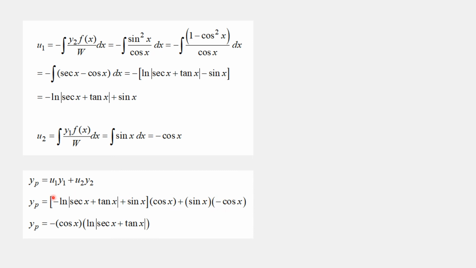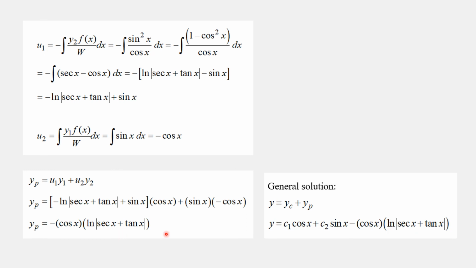Right, so if I open up the bracket, I get negative ln secant x plus tangent x multiplied by cos x, which is this part here. So I bring the cos x to the front of the logarithmic function. The product of these two is this one, plus sin x cos x minus sin x cos x, so this term cancels. This will be the final form of the particular solution for the non-homogeneous linear differential equation. And now we can write the general solution y equals yc plus yp.